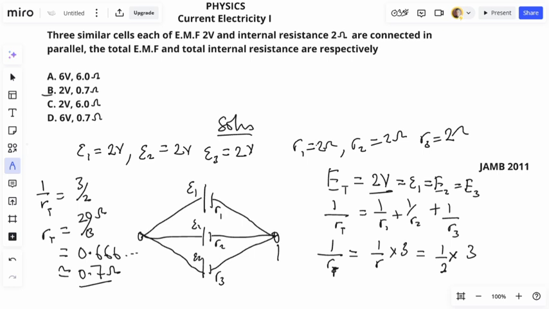So the correct option is B. Total EMF is 2 volts. Total internal resistance is 0.7 ohms.